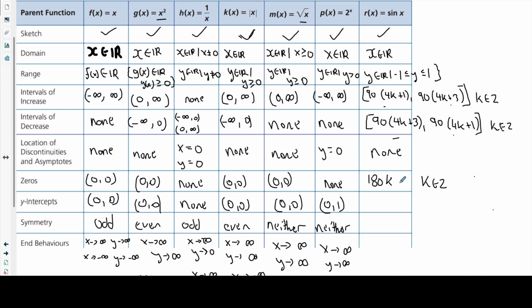So for any value of k that's an integer, you can have a zero. When k is 0, 0. When k is 1, 180. When k is 2, 360. When k is 3, it's 3 times 180, 540, and so on.